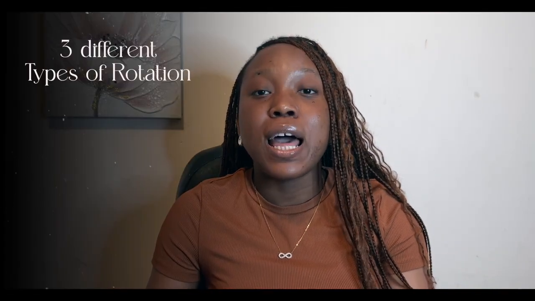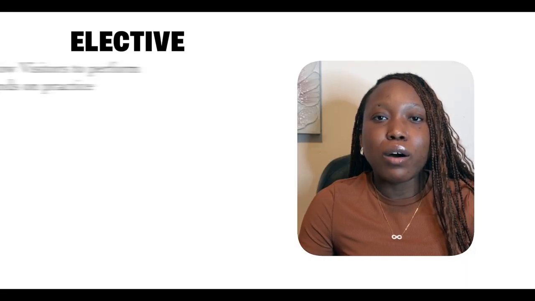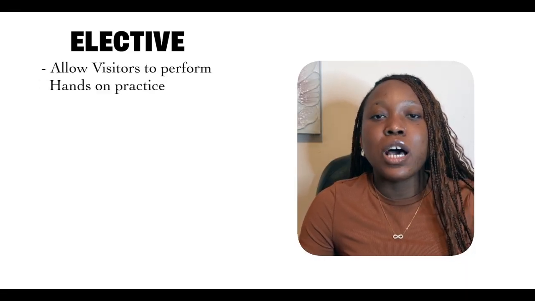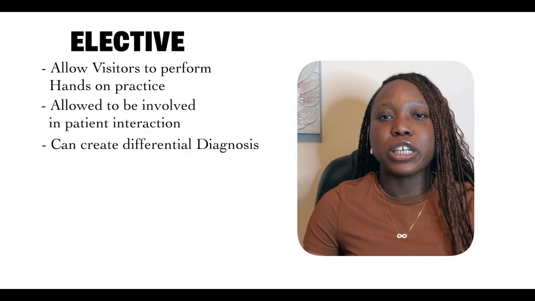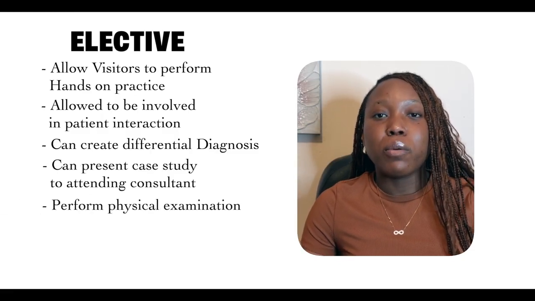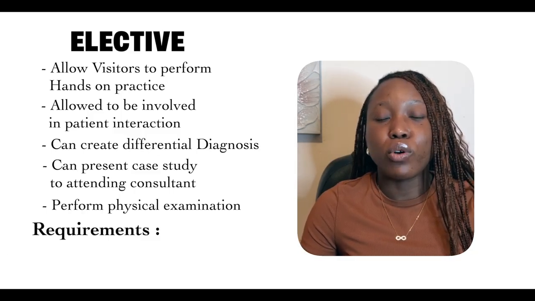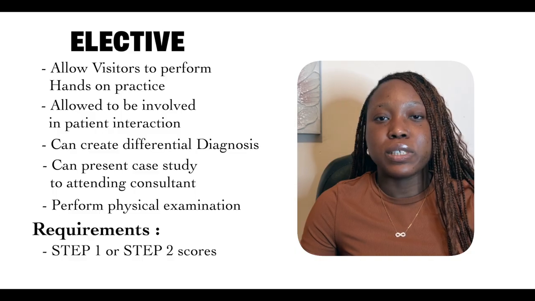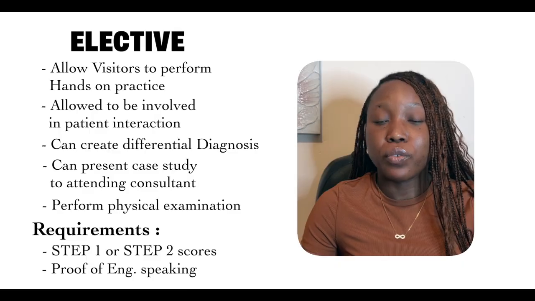So starting with types of rotation. There are three different types of rotation: electives, observerships, and externships. Starting with electives, this is a type of rotation that allows visitors to perform hands-on practice. That means you're allowed to be involved in patient interaction, you can create differential diagnoses, you can present cases to your attending physician, and you can perform physical examinations. For electives, you would most likely need your Step 1 or Step 2 scores. You usually need to present proof of English proficiency, which could mean that you need to get your OET or TOEFL result.